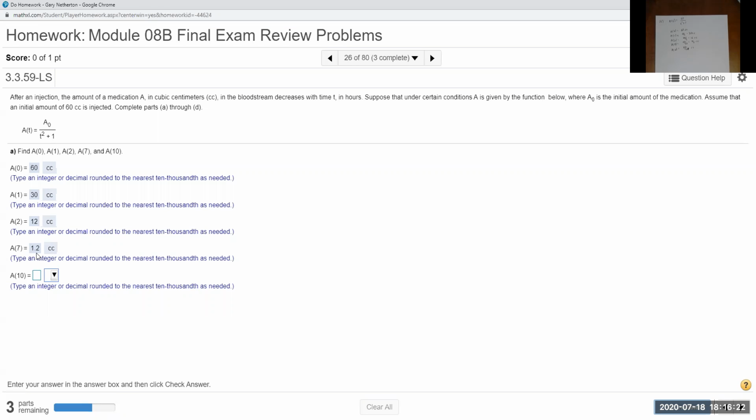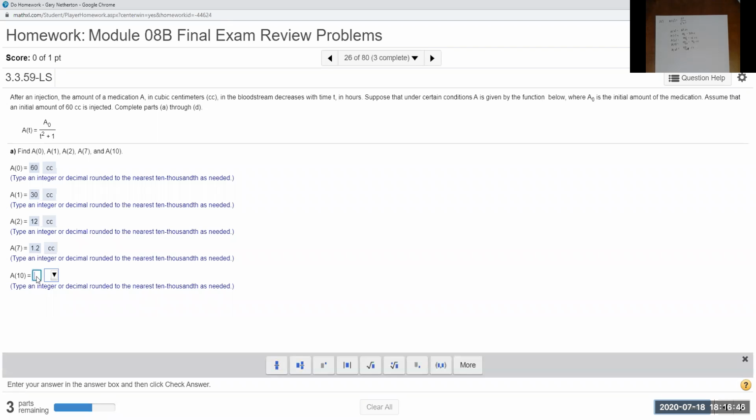And 10 is 60 over 101. Definitely going to use my calculator. It's a little over 0.6, but 60 divided by 101. Is it rounded to the 10,000th? That's like 4 decimal places. Wow, seems crazy. So my calculator says 0.5941.